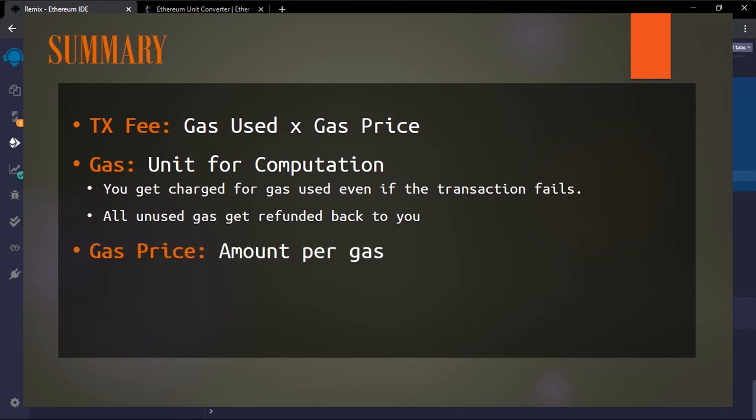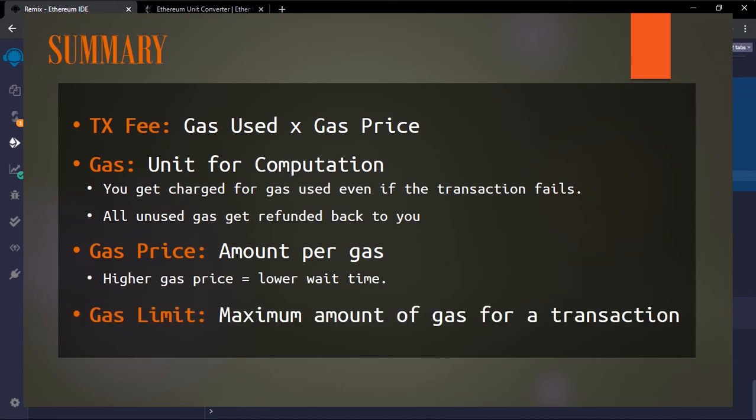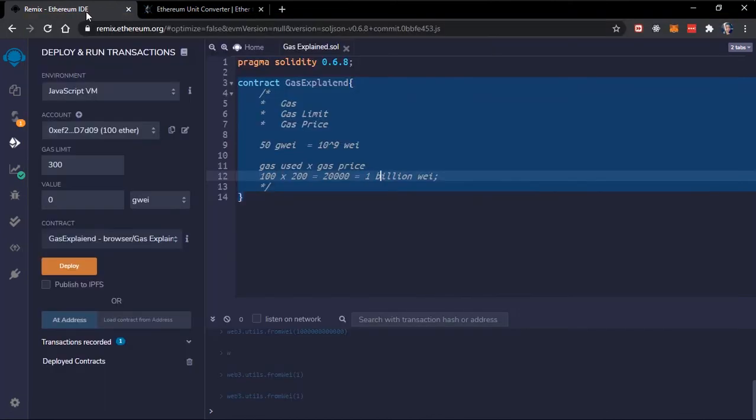The gas price is the amount you wish to pay per gas. The higher the gas price, the lower the wait time. The gas limit is the maximum gas you specified to be used. So that's my video on gas limit and gas price.